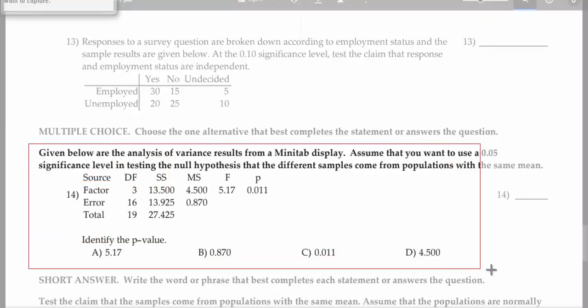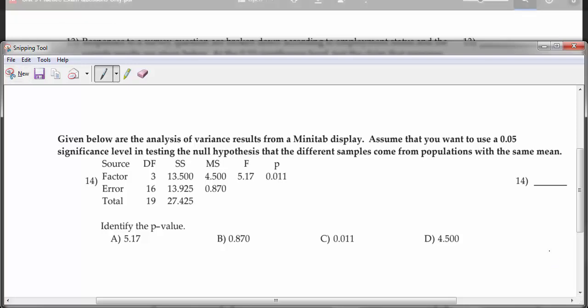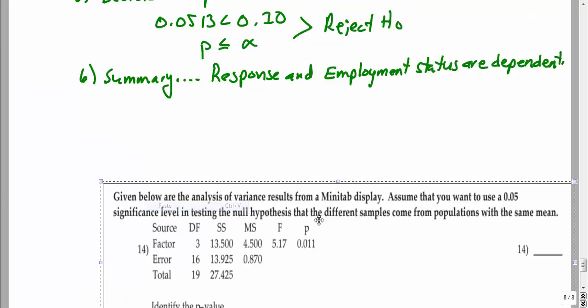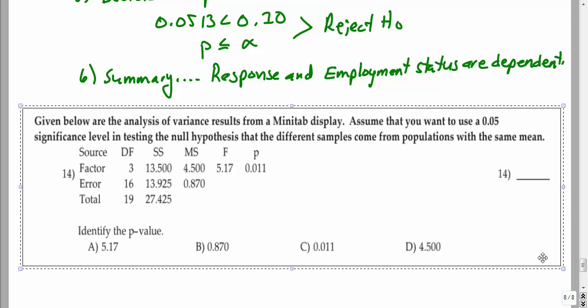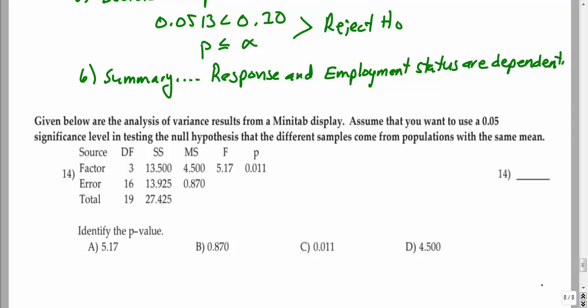Okay, number 14, it looks like we're jumping back into some multiple choice. This kind of has to go back to our analysis of variance or our ANOVA that was at the very end of Unit 3. This is a very easy question. Let's go ahead and read through it. They're asking us just to read these values from the table.